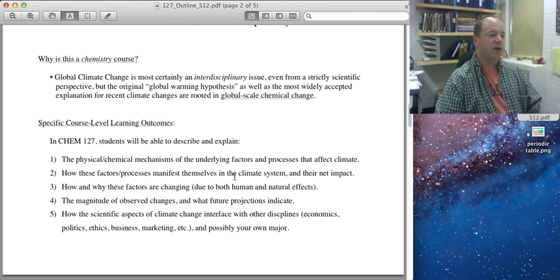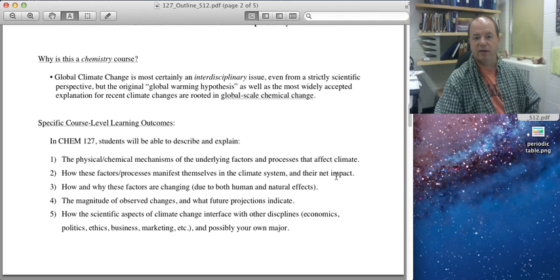Okay. So here are some more specific things that we're trying to do. You're going to understand the factors that affect the climate system. You're going to understand how these processes manifest themselves in the climate system and what their net impact has been over the last 150 years, i.e., how do changes in this and that and the other thing affect the climate, and what is the bottom line in terms of the changes we've seen over the last 150 years. You're going to come out of here with that if you want it. That's good knowledge to have.